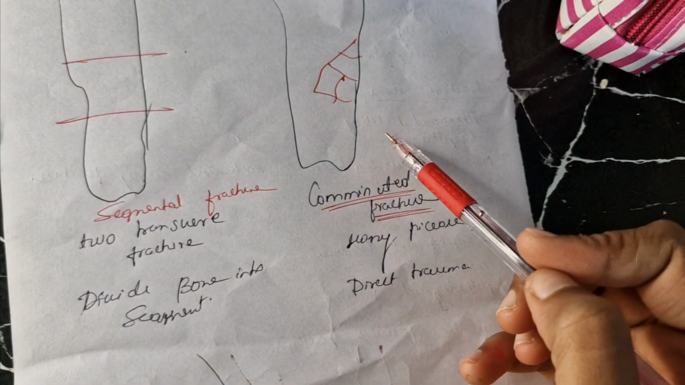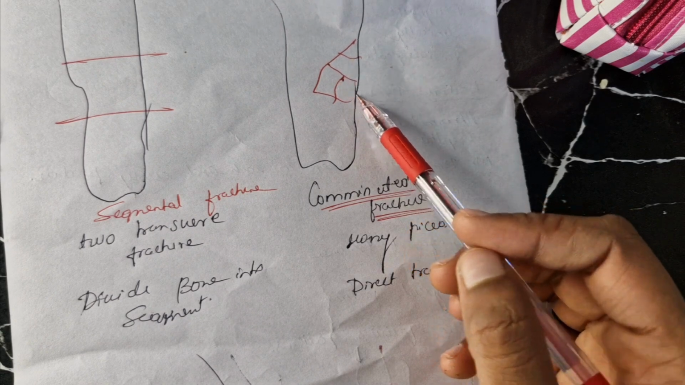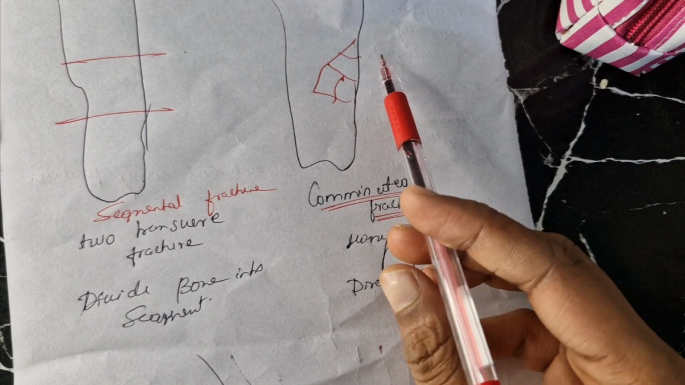And a comminuted fracture breaks the bone into many pieces. The cause for this is direct trauma.